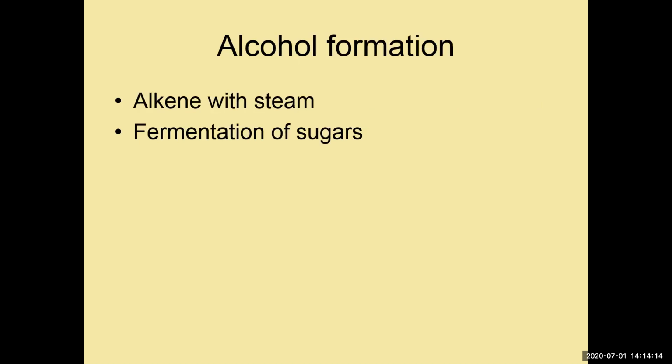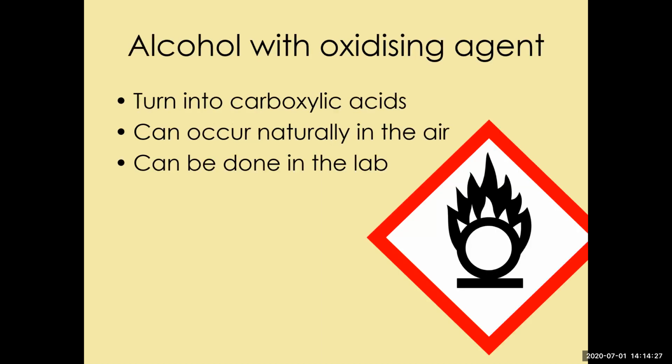To produce alcohols, there are two methods. You react the alkene with steam, or you can ferment sugar, like beer making, wine making. Alcohols oxidize easily, and they will turn into carboxylic acids. You can force this to react quite quickly, or you can allow it to just oxidize slowly in the air.